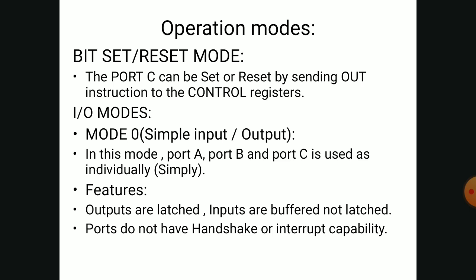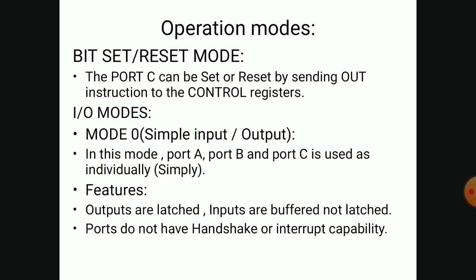Mode 0 is called simple input or output, meaning that in this mode we make use of all 3 ports, port A, port B and port C, and these 3 ports are to be used individually. These 3 ports can be used for the purpose of I/O device connections. Here, the one drawback in this mode 0 operation is that we don't use any type of handshaking signals. That is the drawback of mode 0.